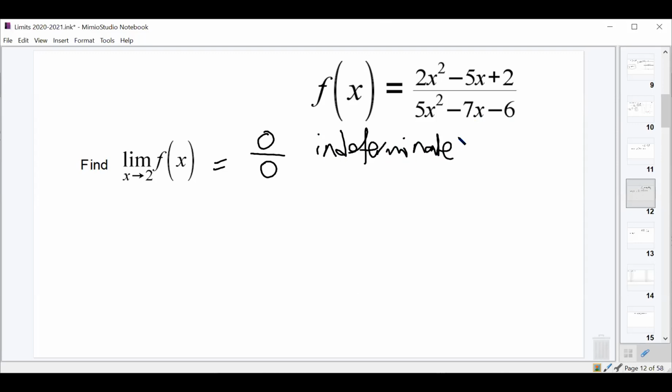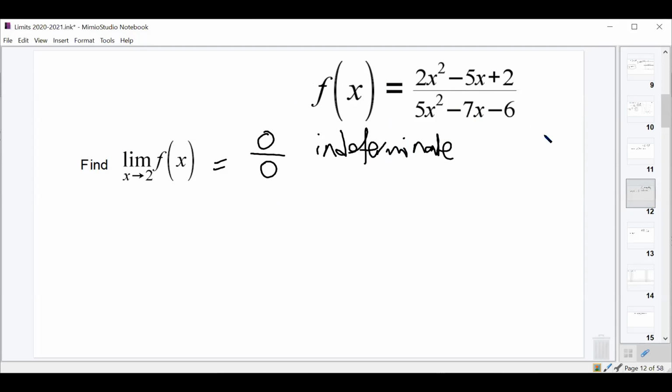We'd rather not get an indeterminate value, because if I got 7 when I plugged in 2, then my answer is just 7. And if I got negative 4/3, then my answer is just negative 4/3. But I got this 0 over 0, which is a problem, which means we've got to go in and try to factor each of these out.